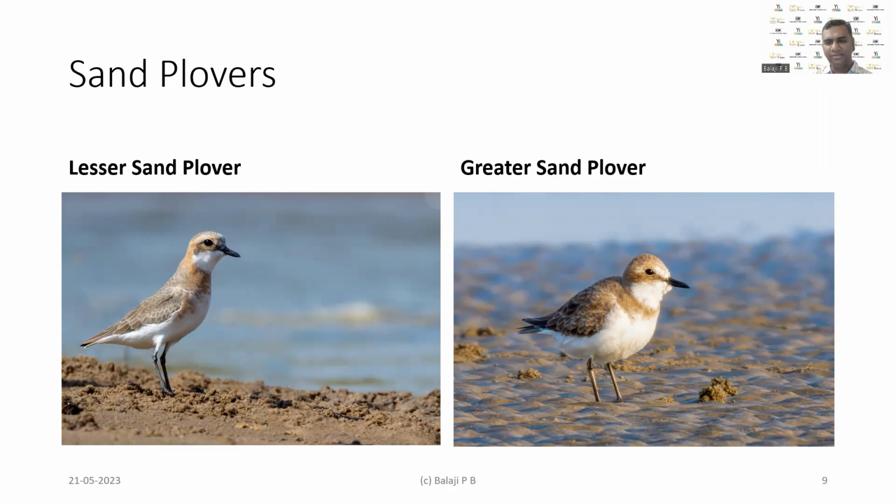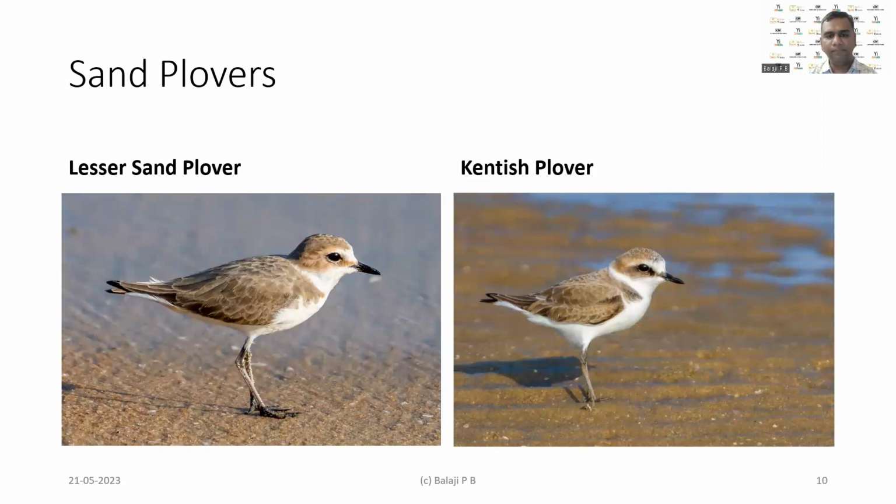So the color of the legs and the shape and the thickness of the beak are the two important criteria that you use to differentiate between the two plovers. Color of the legs and the thickness and the length of the beak. Another closely related species, very similar in size to the lesser sand plover, slightly smaller, and also a very similar looking bird is the Kentish plover.